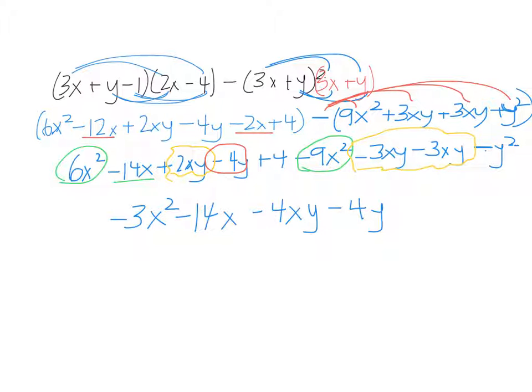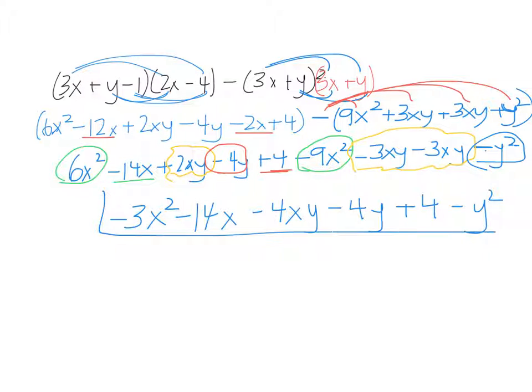I have +4, that's the only one like that, so it's just +4. And my last but not least is my y squared, and again it's the only one. So that one's ugly at the end. It does not simplify nicely.